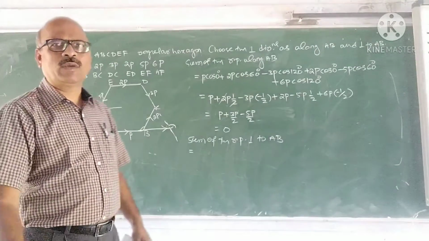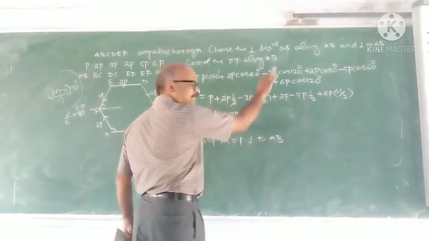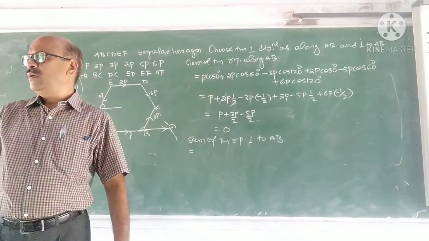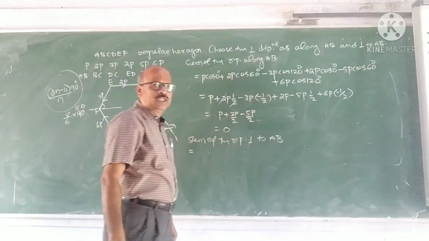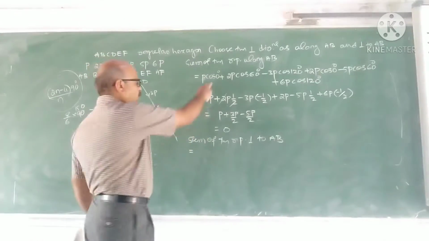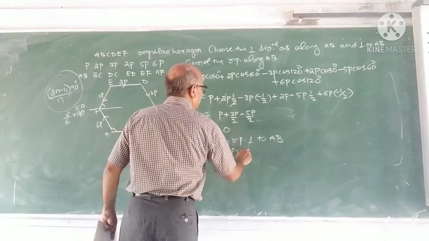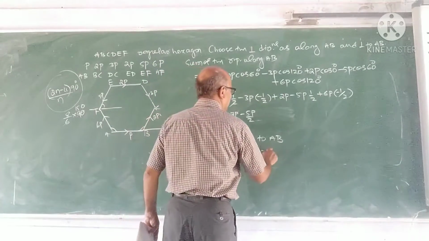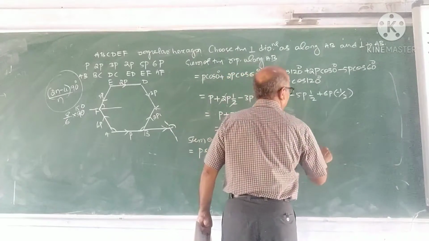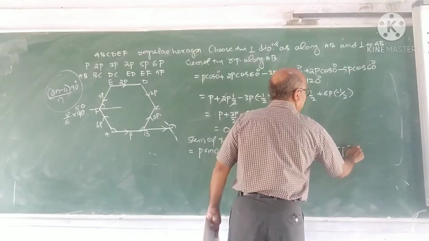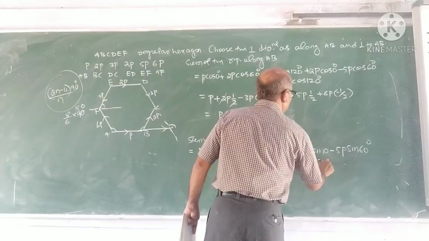How to get the sum of the resolved parts perpendicular to AB? You have to replace cos by sin. You need not find the angles again; the angles made by the forces are already obtained. So: P sin 0, plus 2P sin 60, minus 3P sin 120, plus 2P sin 0, minus 5P sin 60, plus 6P sin 120.